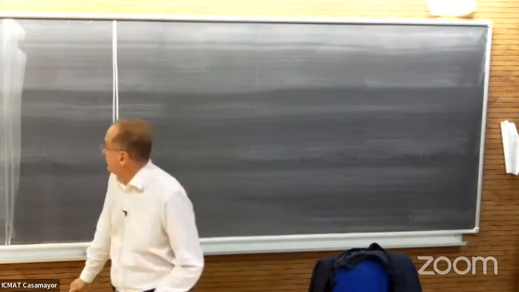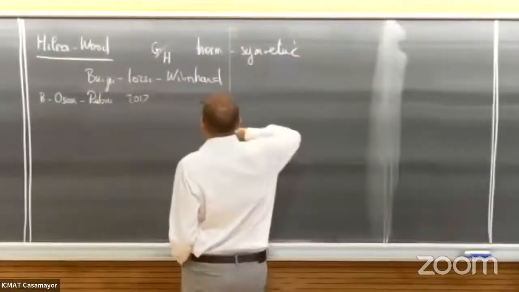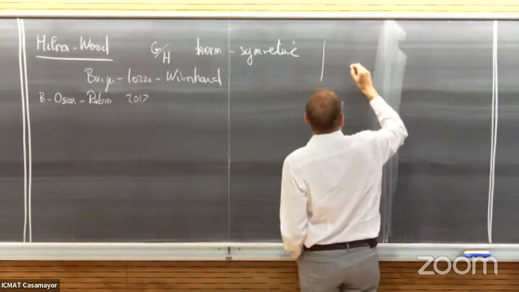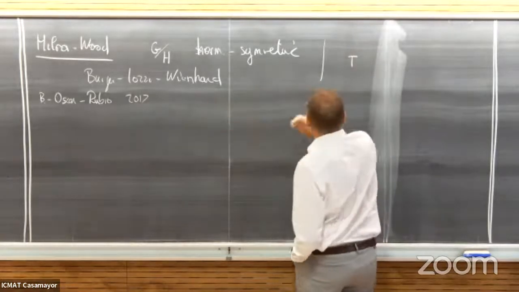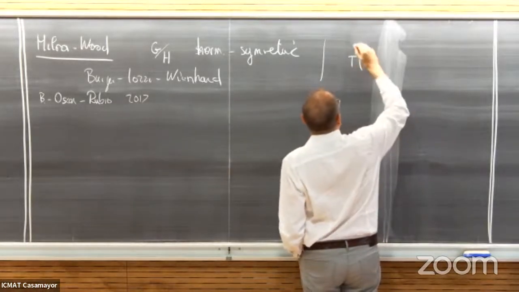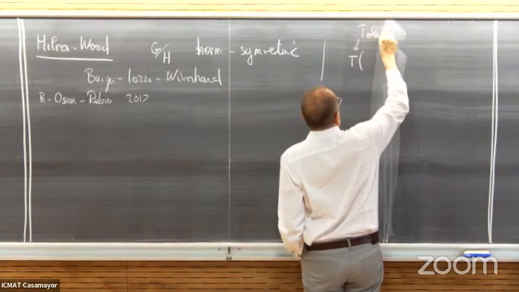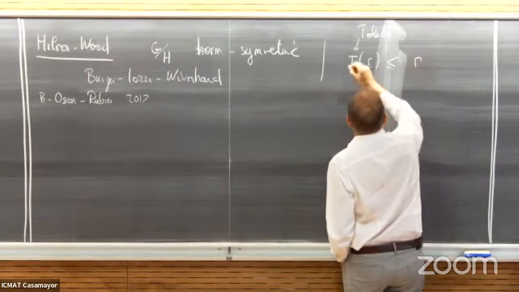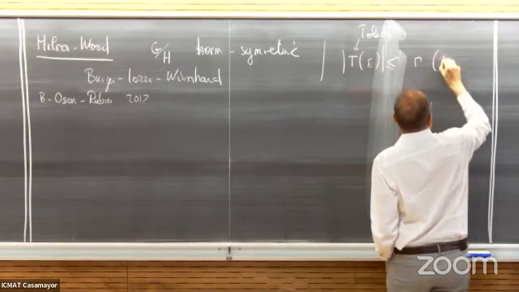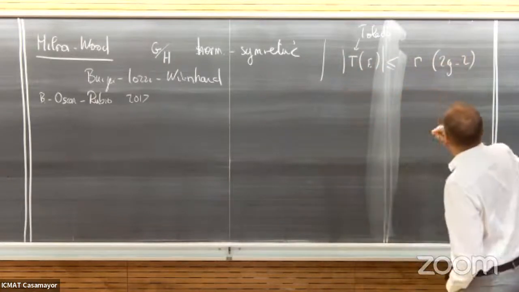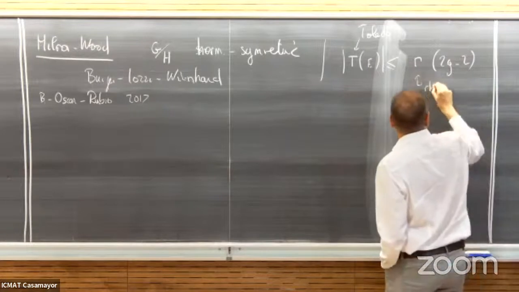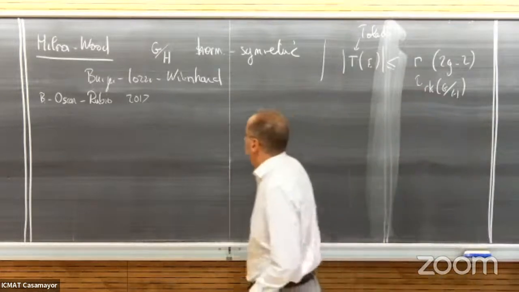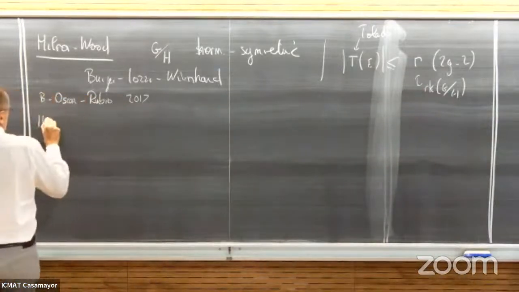Okay, so the inequality says, I will make the words precise, that in that case here, there is an invariant, the Toledo invariant, which is less than R times the absolute value of 2g minus 2, where R is the rank of the symmetric space. And so the Higgs approach is as follows.